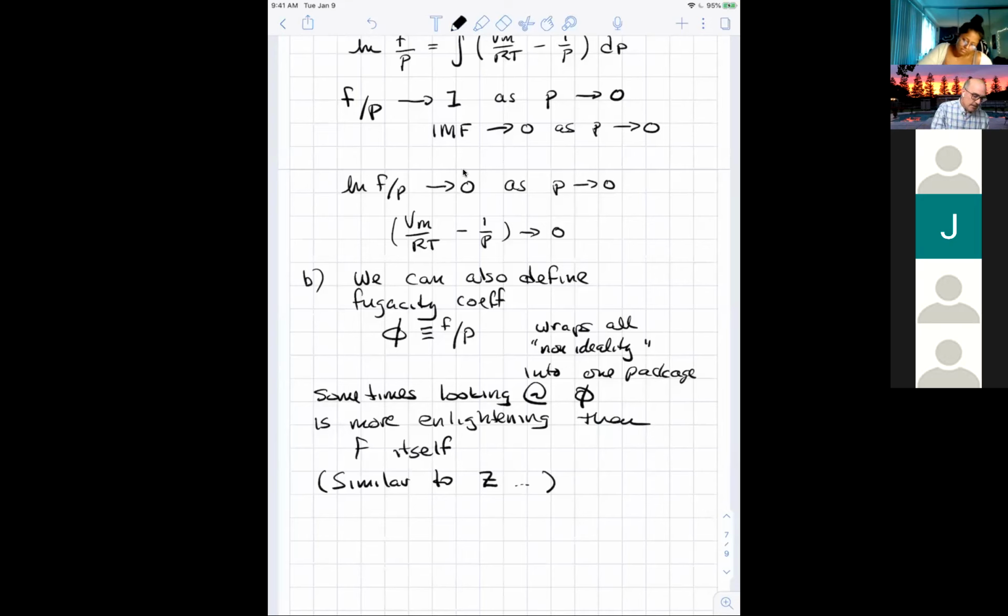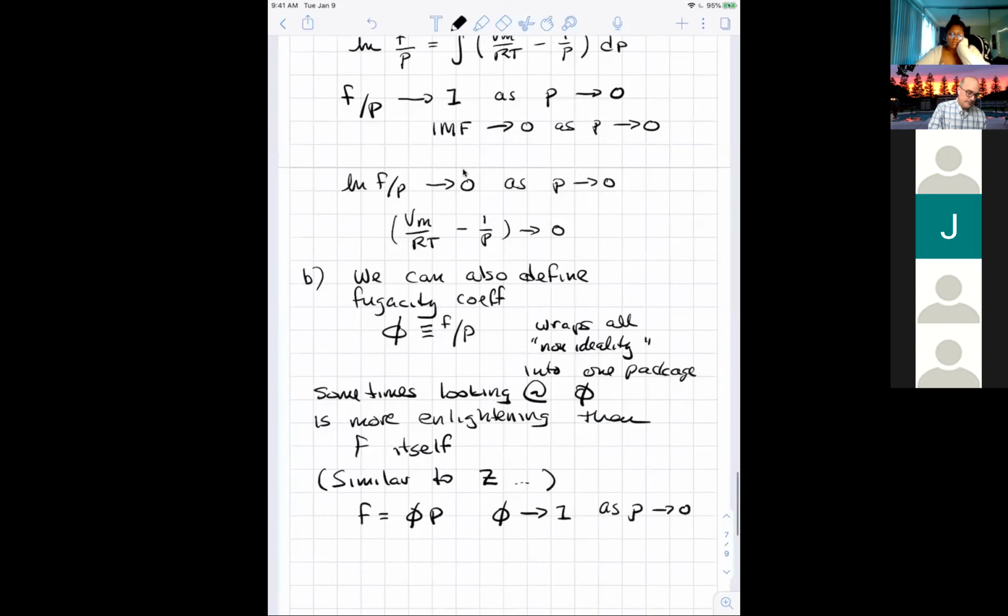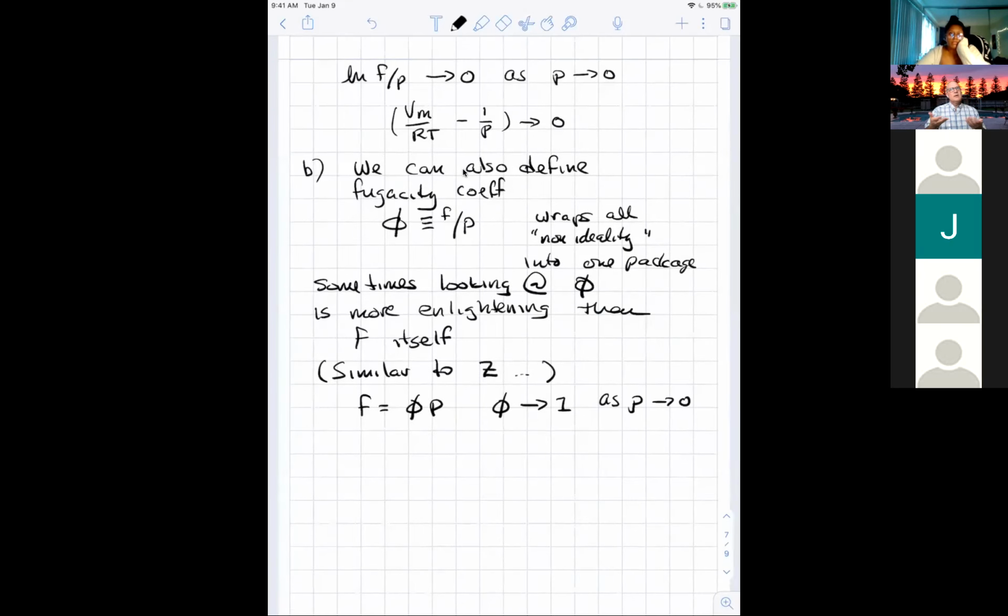All right, so if we define the fugacity coefficient this way, then what we can say is the fugacity is the coefficient times the pressure, right? So it gives us this factor on the real pressure, and we would say that the fugacity coefficient goes towards 1 as pressure goes to 0, right? So this is kind of useful because now if we know what the fugacity coefficient is and it's close to 1, then we know we can use the ideal gas approximation, right?